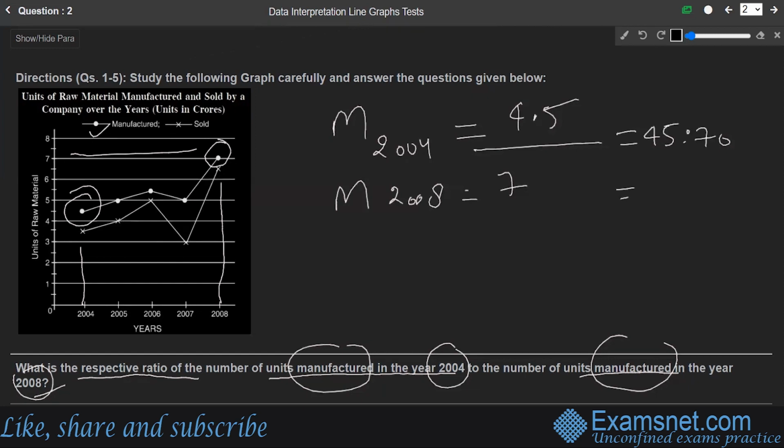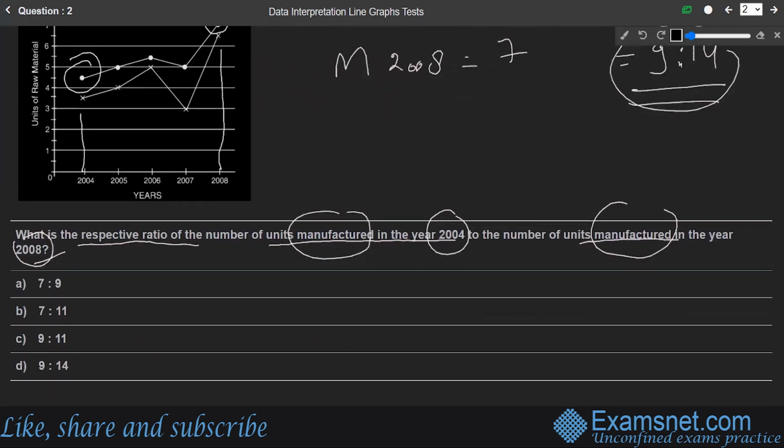And if we divide both numbers by 5, 5 nines are 45, and 5 into 14 is 70. So the right ratio becomes nothing but 9 is to 14. That is available in option D, which becomes the right answer.